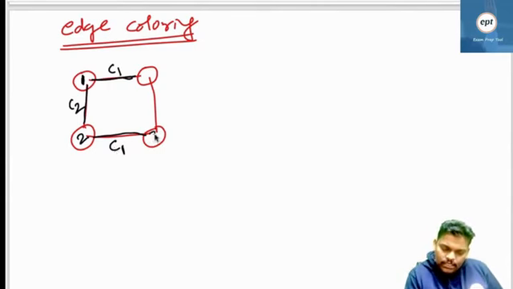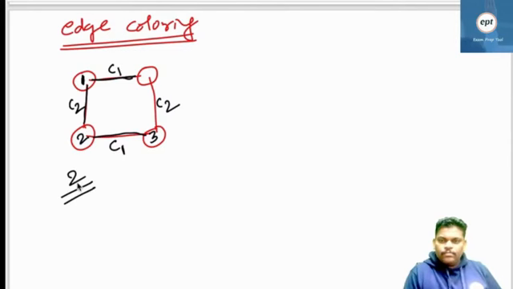Now vertex 3 is adjacent to this edge also. Already it is C1, so I cannot give C1 here. I can give C2. So, how many colors here? Edge chromatic number, how much? 2. The edge chromatic number is 2. Two colors, right? Everyone knows.